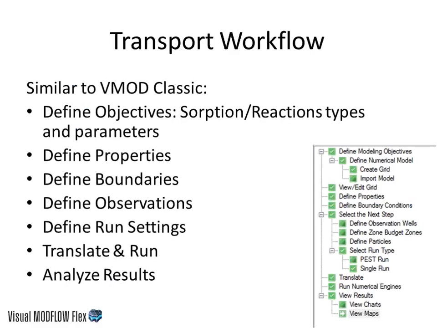So the way we set up transport in Visual MODFLOW Flex, we tried to follow the workflow that you're familiar with in Visual MODFLOW Classic, which starts with defining your objectives. So you define your sorption and reaction types and the corresponding default parameters. Then define the properties, so your initial concentrations, species parameters, etc. Define your sink sources or your transport boundaries. Define your observations. Define the run settings, such as the advection method, the frequency of output times, etc. You then translate and run, and then you can analyze the results. You'll see the workflow is also similar to building a flow model, with the exception of the sorption and reaction options.